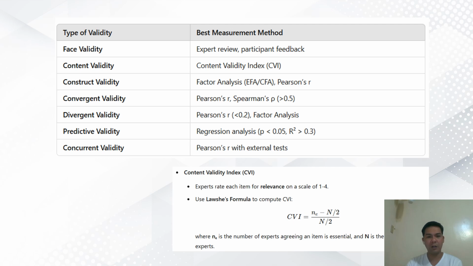For construct validity, you are going to use factor analysis or Pearson's R because you are going to look into its association with an existing instrument. For convergent validity, you can use Pearson's R or Spearman's rho. For divergent validity, Pearson's R still, less than 0.2, and factor analysis. For predictive validity, you can use regression analysis. And for concurrent validity, you can use Pearson's R with external tests.